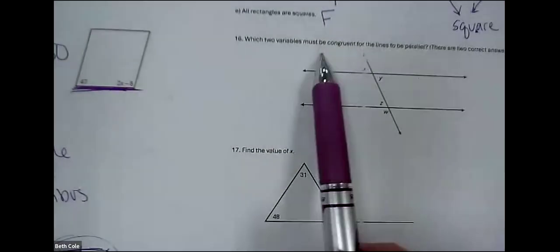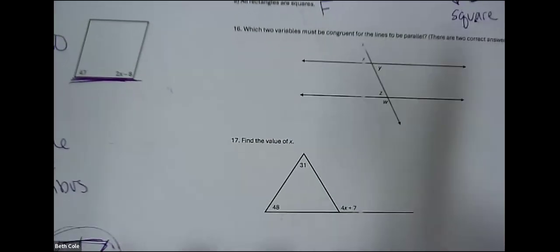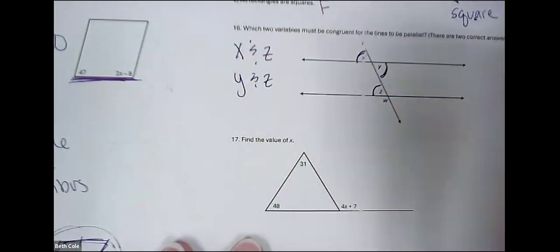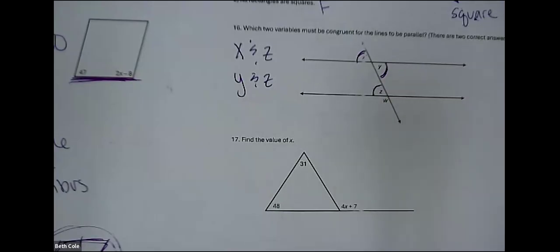And then your last two are your review questions. It says which two variables would be congruent to show that the lines are parallel. And in this example, there's two possible answers. On your test, there's only going to be one. But you could say that x is congruent to z. So x and z, those are called corresponding. They're in the same place. And you can also say y is congruent to z. Those are alternate interior. They alternate and they're between the two lines. Again, on your test, there's only going to be one option as an answer.